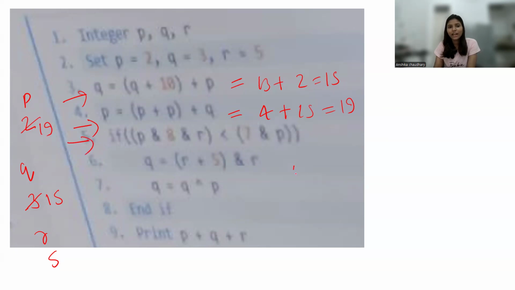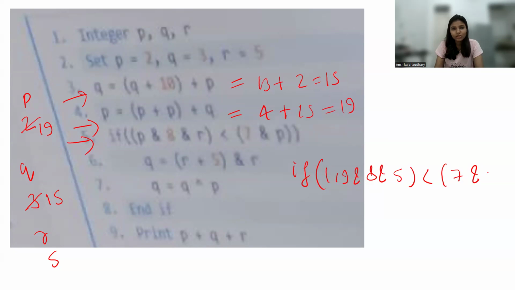There is an if condition, and the condition is saying if P and 8 and R. So P is 19 and 8. And 8 and R. So R was 5 only, is less than 7 and P. Right? So 7 and P. P was 19. Okay. Now we need to convert them into binary. So 19 and 8. Again, let's convert them into binary.